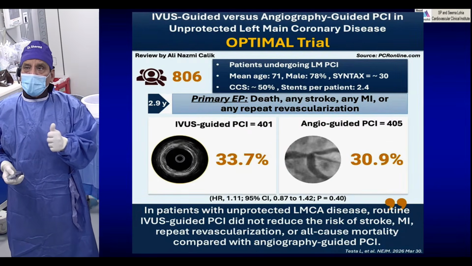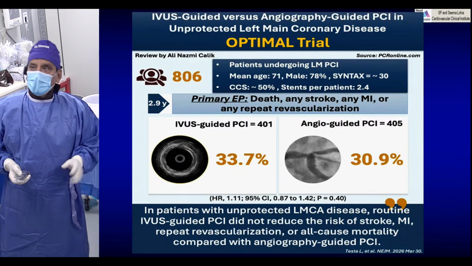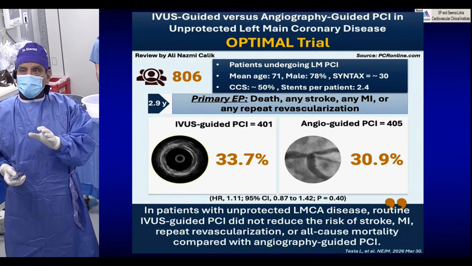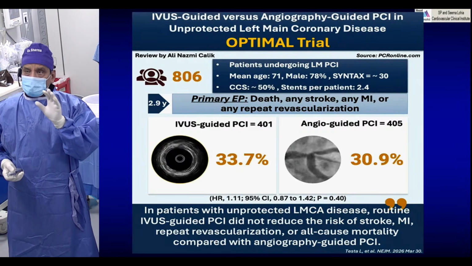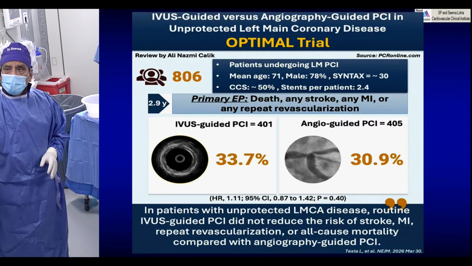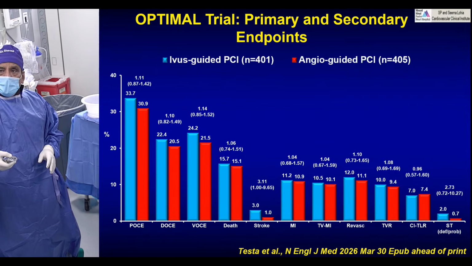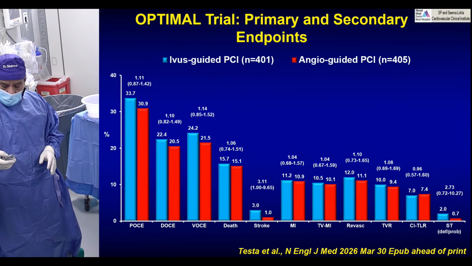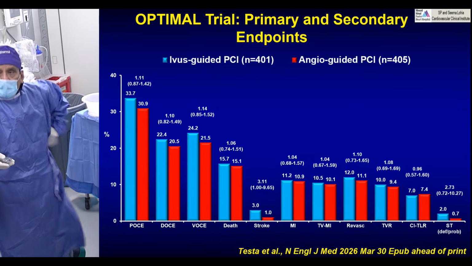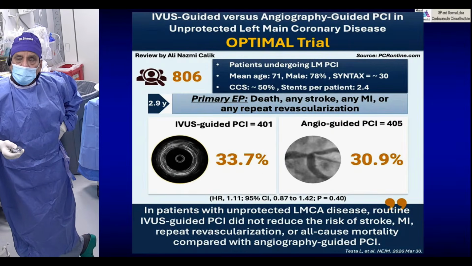So to sum it up, 2.9 year follow-up of the primary endpoint in these patients, who are about 70 years of age with a SYNTAX score of about 30, showed IVUS guided PCI at 40.1 and angio guided at 30.9. And one of the reasons you have such a high event rate is because they counted many other factors: any myocardial infarction, any injury, and so on and so forth. So this is where the OPTIMAL trial again became negative.